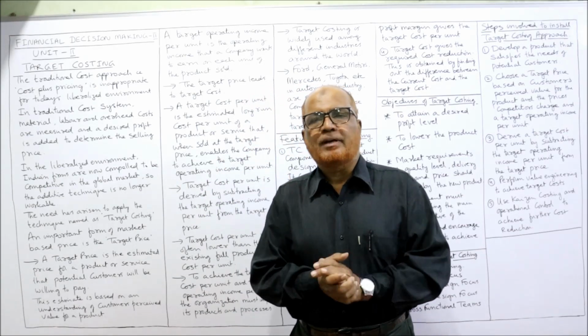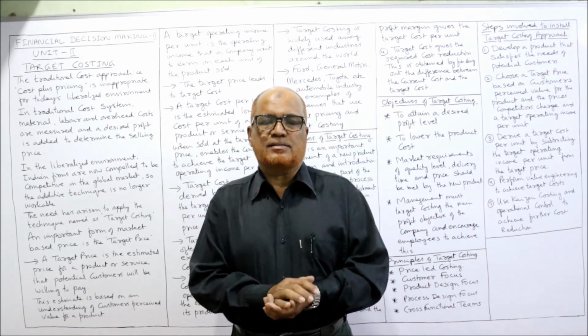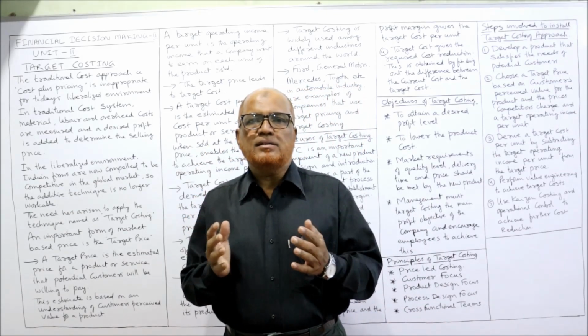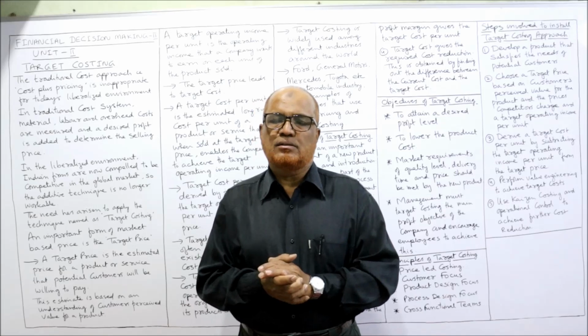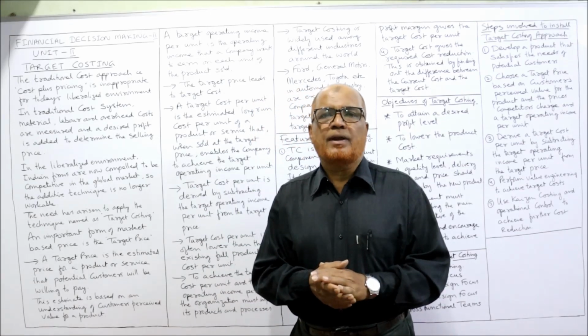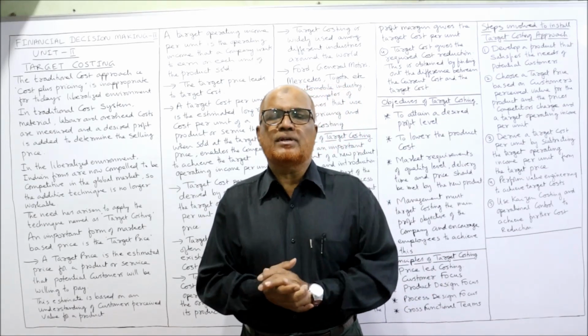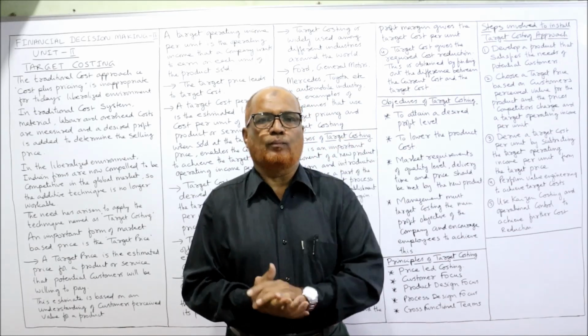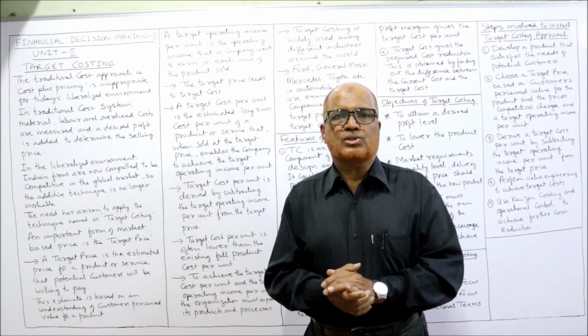Last video I explained the pricing decisions: what are the factors to be considered in fixing the price and what are the different pricing methodologies. All these things I have already explained. Now I'm continuing the second part of this unit number 2, that is target costing.